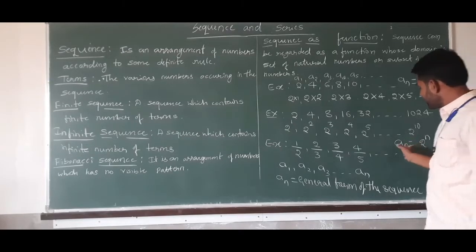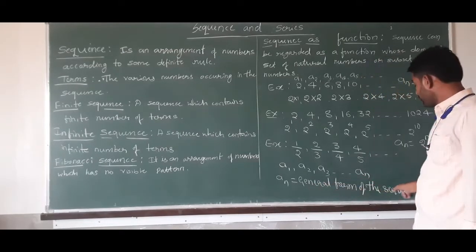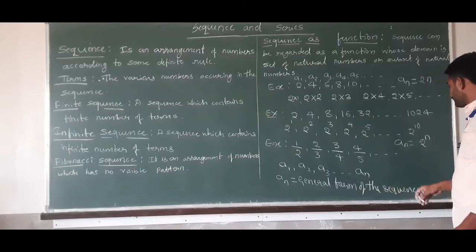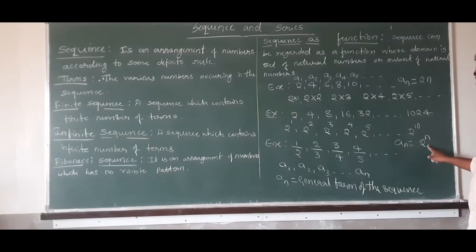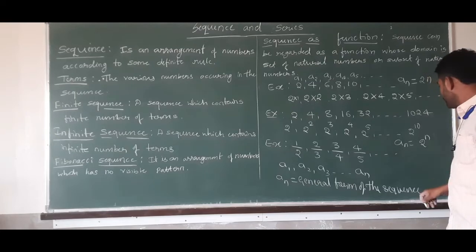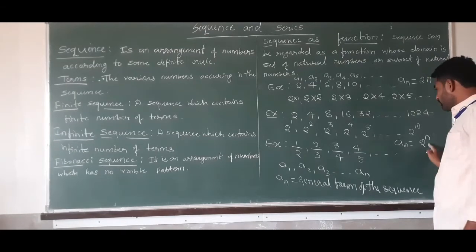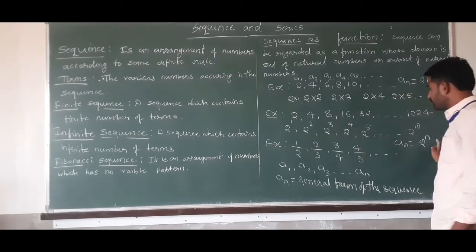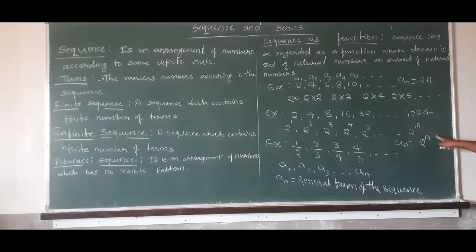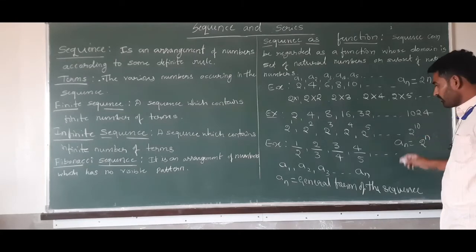The nth term is also known as the general form of the given sequence. So a_n is equal to 2 to the power n, where n is the set of natural numbers. 2 to the power 1 is 2, 2 to the power 2 is 4, and so on, 2 to the power 10 means 1024.